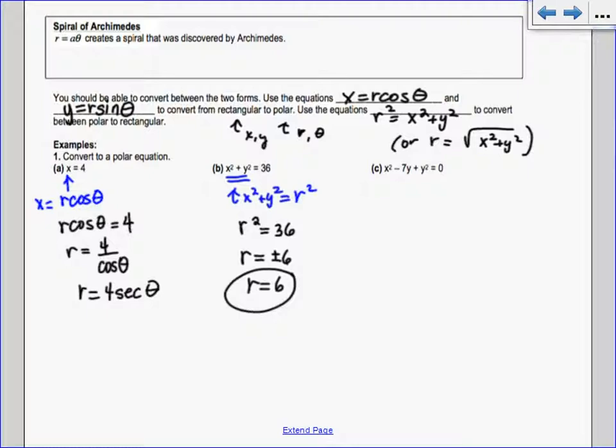Okay, and then on this part C, we have x squared plus y squared. So we know that x squared plus y squared is equal to r squared. So I have r squared minus 7y equals 0. But I'm not done because I don't have everything in r and theta. So now I need to replace the y with r times sine of theta. So we have r squared minus 7r times sine of theta equals 0. And what we're actually going to do on this one is pull out the common factor, which is r.